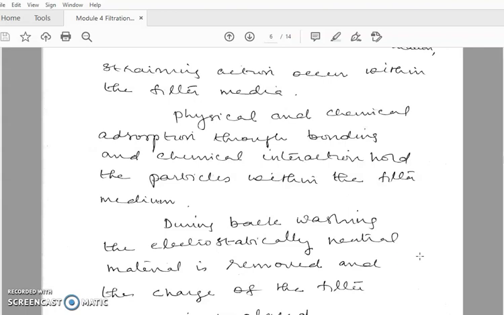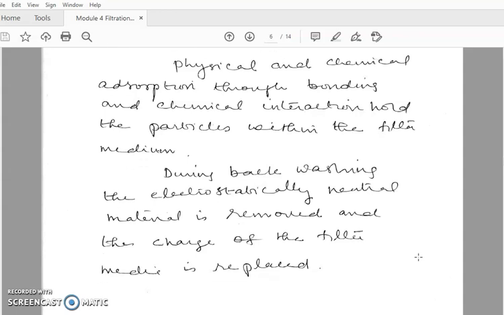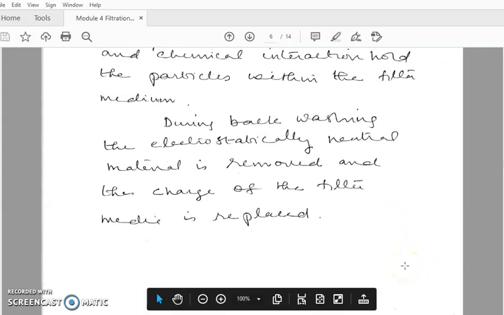This process depends on the type of the filter, how it is washed, and whether it is backwashing or cleaning of the media. So that we will discuss later.